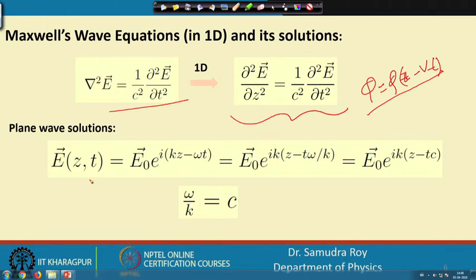E is a function of z and t, E0 is the amplitude, and we have e to the power of the term kz minus omega t, a very important term. Why it is called a plane wave we will discuss shortly, but first we need to understand why this is a solution of this Maxwell's wave equation. Here, kz minus omega t is the form we are using. Here k is the propagation vector, z is a distance, a variable, omega is the frequency of the system, and t is time.